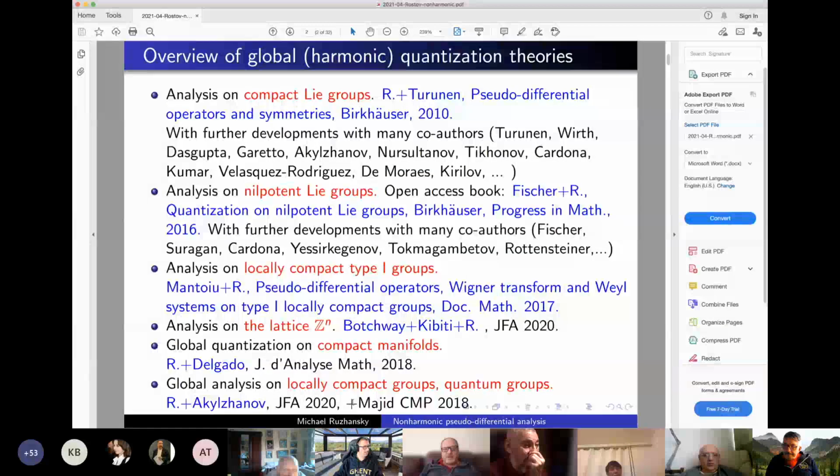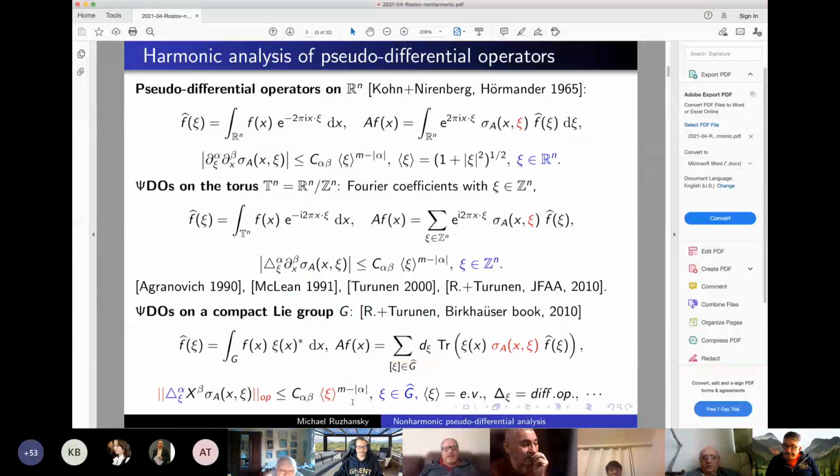So here I want to present a non-harmonic variant of the theory, and I want to explain what it is. But first, let me remind you a little bit. This is well known: pseudo-differential operators. We have the classical theory of operators on R^n. We have the Fourier transform f hat of xi, where xi is in R^n, the dual variable, and then operators.